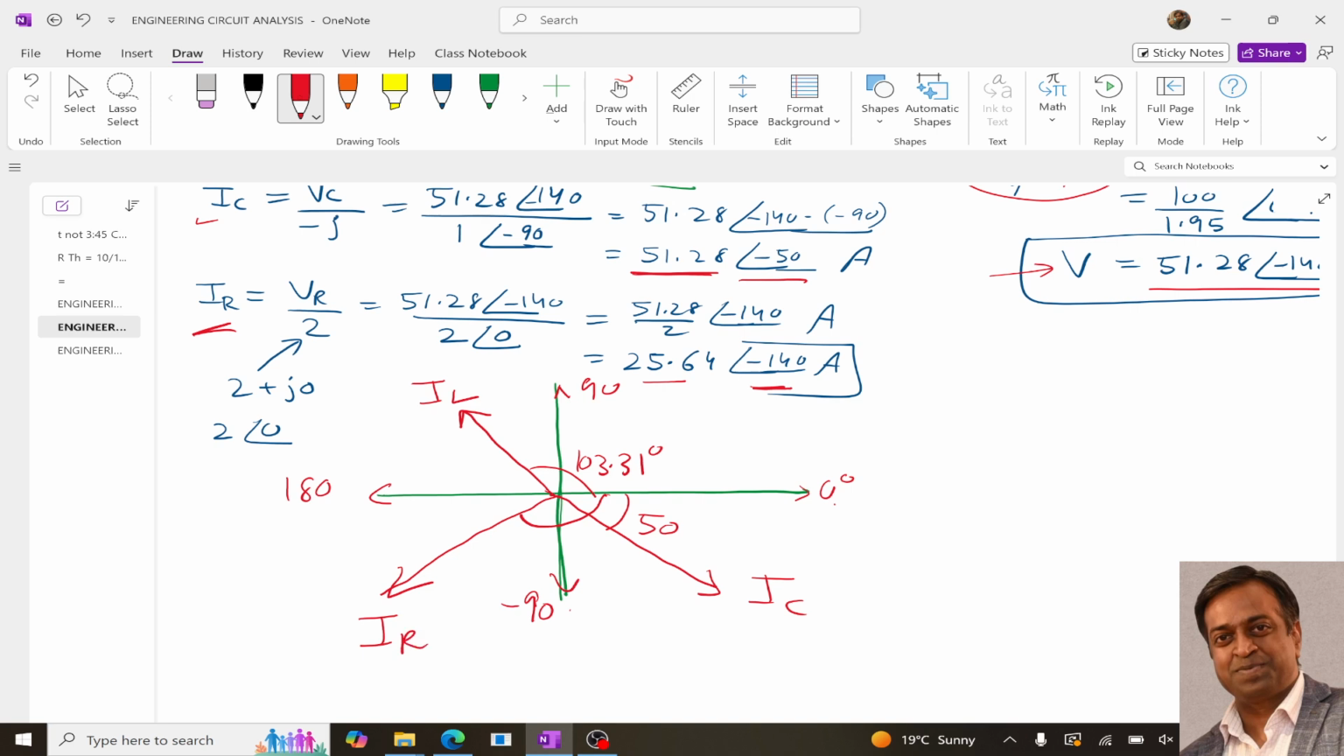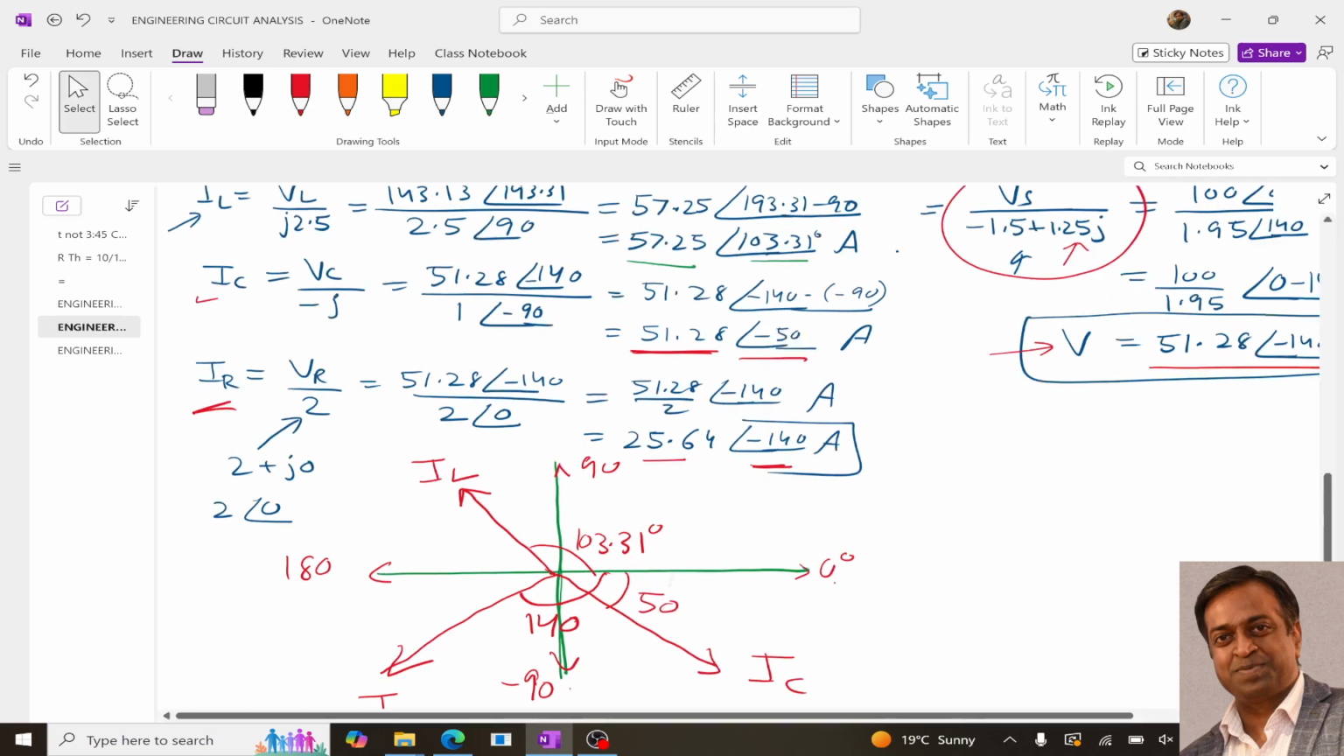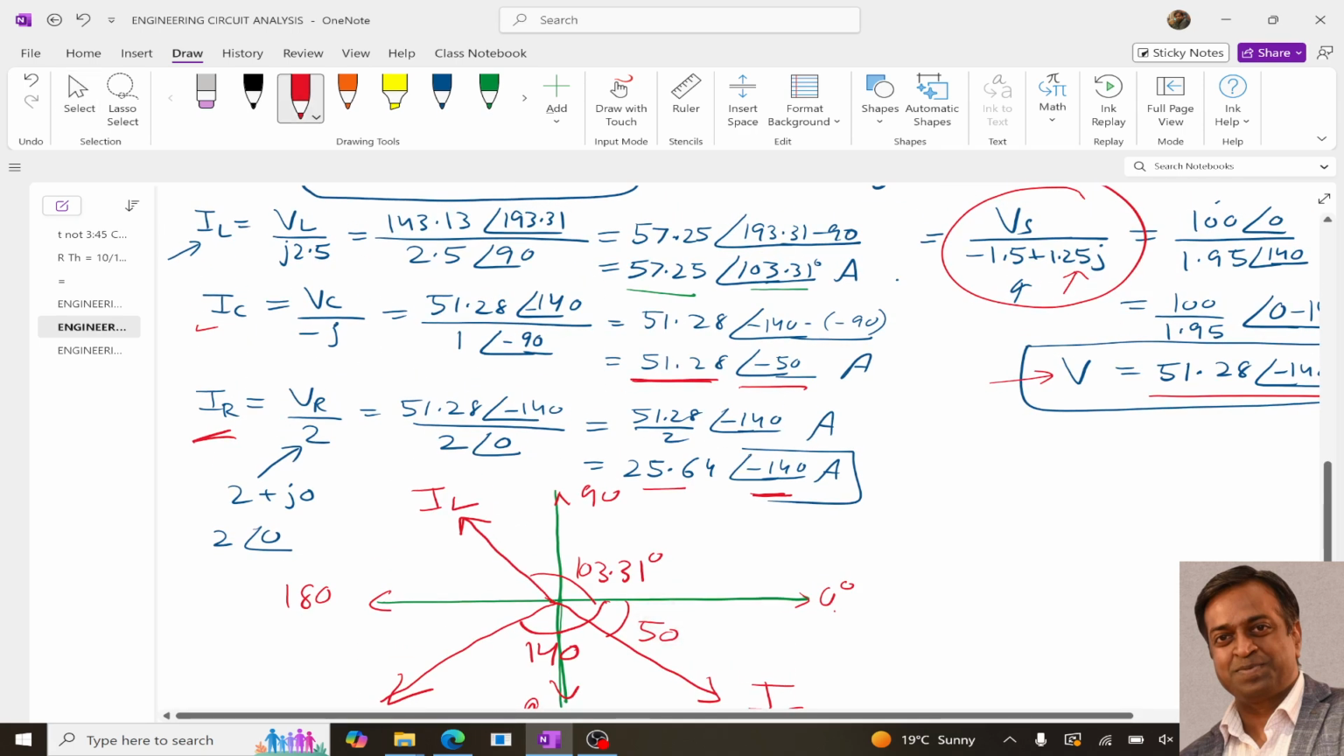IR, so it is 140 degree, right? So over here with the length, you can see the magnitude of IL is 57.25, which means it is the maximum. Then the IC magnitude is 51.28, and IR is the minimum.